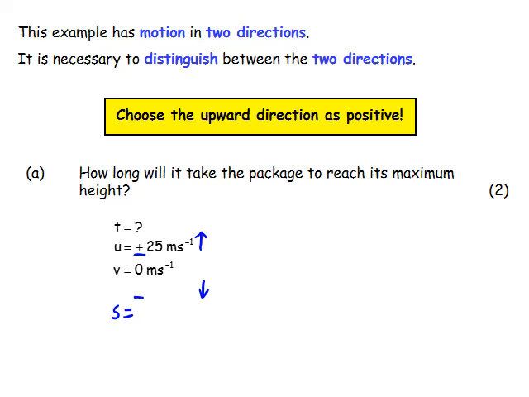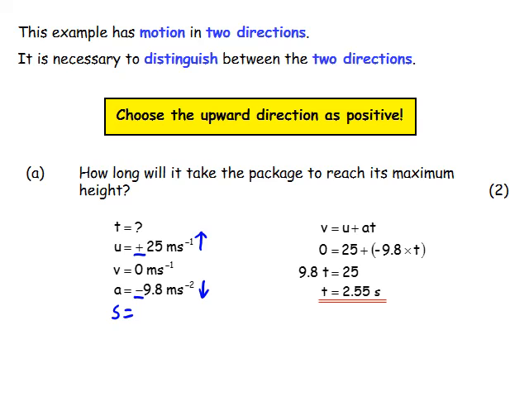And that's really important. If those don't have opposite signs, then you will get a totally different answer to the answer that you need to be getting. So when we're working out the time, we can pick our equation of motion, v equals u plus at, and we can substitute in our numbers. But we've got to be really careful to make sure that we've got minus 9.8, which is why it ends up being 0 equals 25 minus 9.8t, so 9.8t is equal to 25.